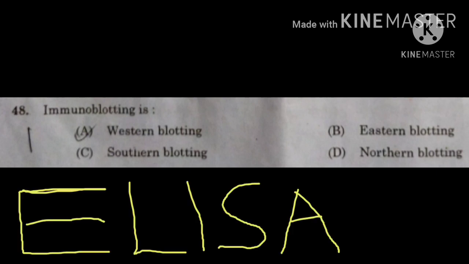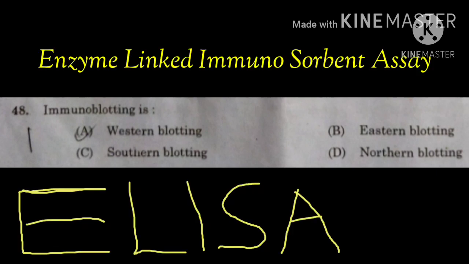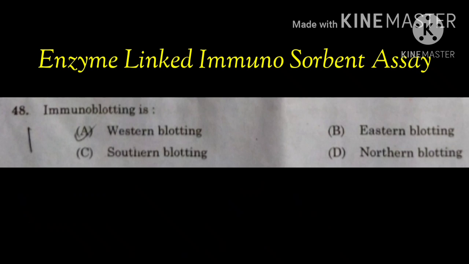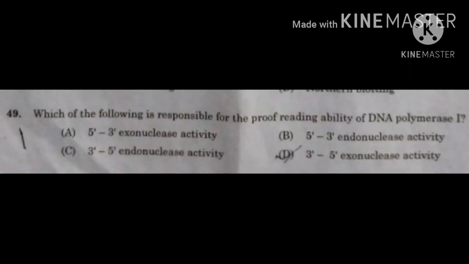Okay, you know that the ELISA, enzyme-linked immunosorbent assay, is also a good example of immunoblotting, so it comes under the category Western blotting also. Next question is, which of the following is responsible for the proofreading ability of DNA polymerase 1? Option A, 5'-3' exonuclease activity. Option B, 5'-3' endonuclease activity. Option C, 3'-5' endonuclease activity. And the last option is 3'-5' exonuclease activity.